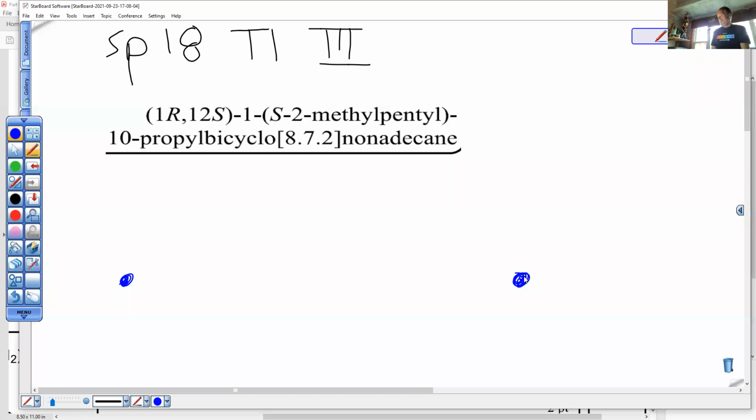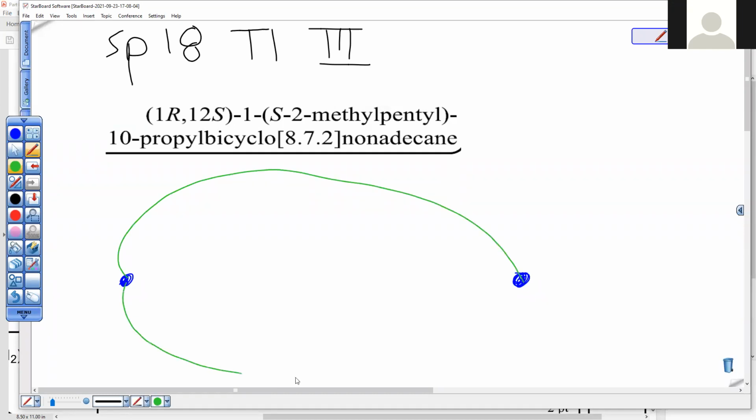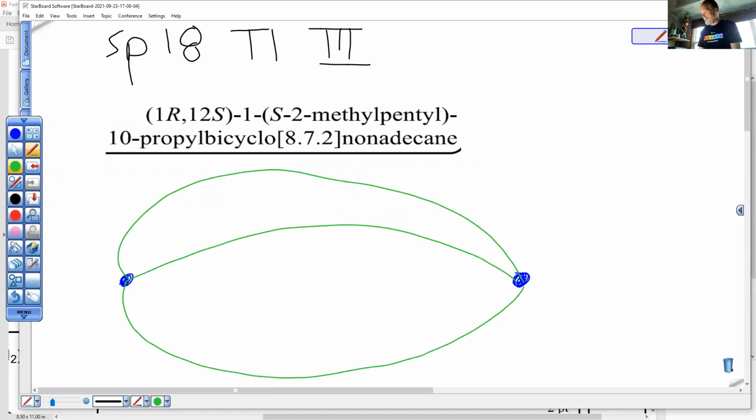Students are telling me they like this, instead of drawing regular zigzags, they're really liking using the big circle thing. So you can do this every time, regardless of the bicyclo question. You could just draw that every time. Just go ahead and draw it.